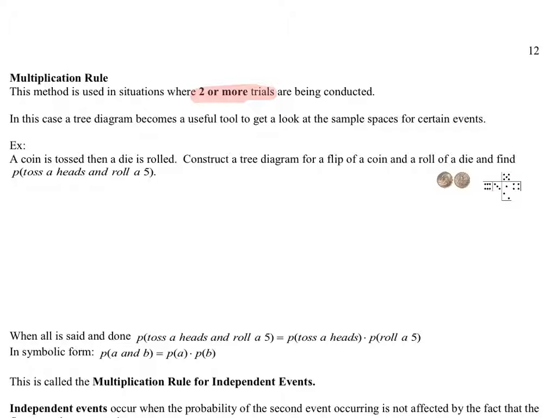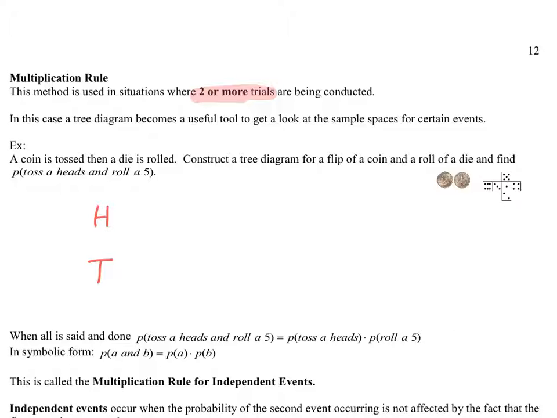Construct a tree diagram for a flip of a coin. All right, so heads, tails. And a roll of a die, and find the probability that you would toss a heads and roll a 5. It's implied that you'd find that from the tree diagram.